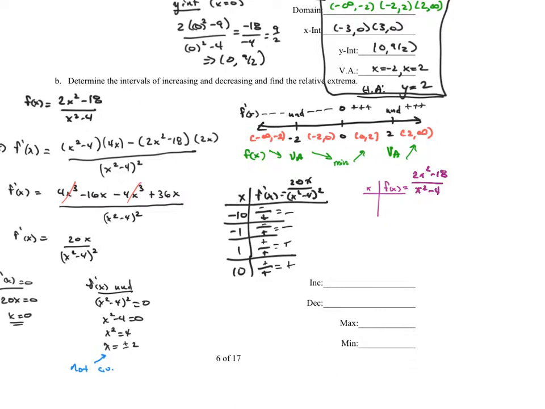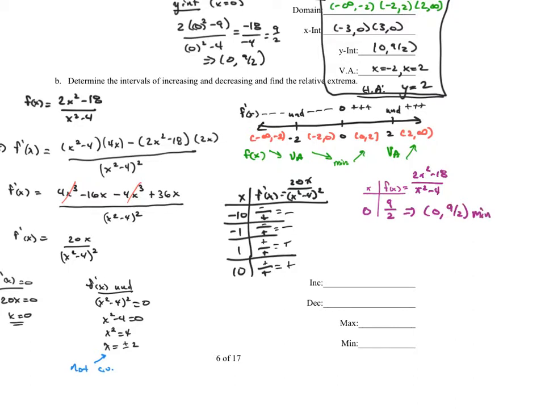Again, I'm plugging in the x value of 0, but I've already done that. In all honesty, that's my y-intercept, right? So if I plug in the value x equals 0, I get -18 over -4, which we determined was 9/2. So that tells me that my y-intercept, 0, 9/2, that is a minimum. Okay?